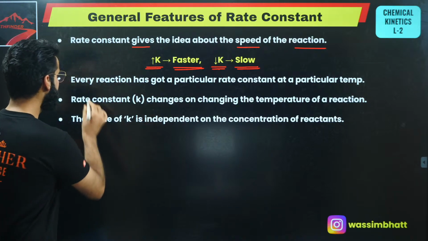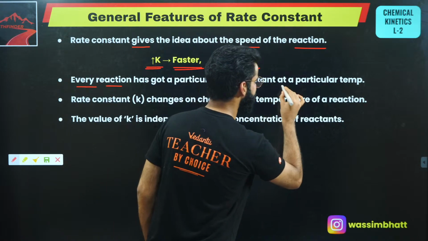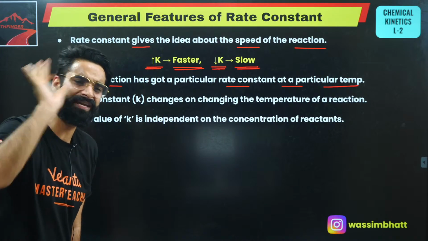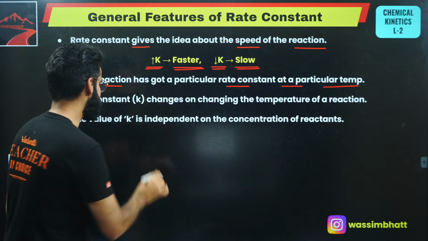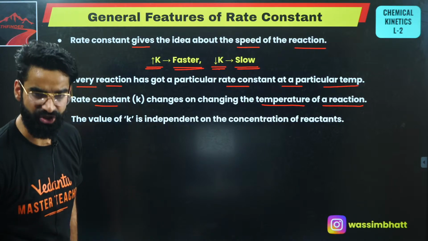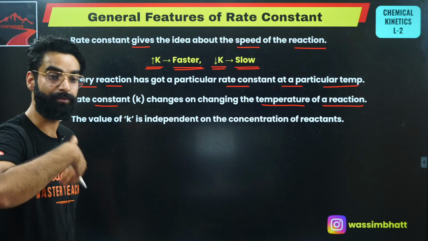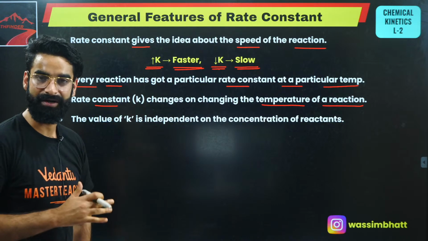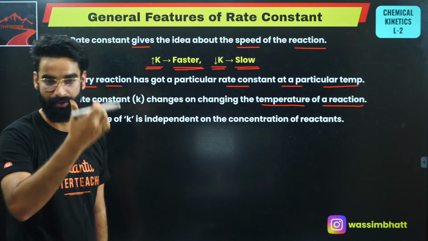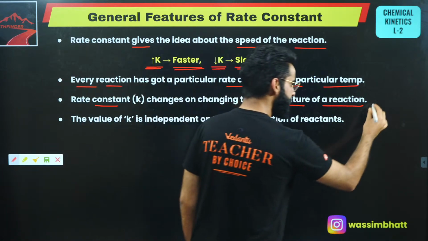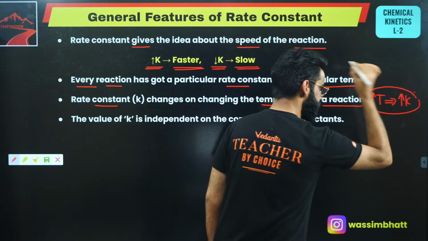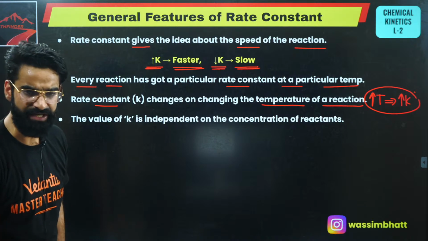And at the same time, remember, every reaction has got a fixed rate constant at a fixed temperature. And the rate constant for the reaction changes on changing the temperature. Now the point is, how does the rate constant change on changing the temperature? That's something we have to deal with in this chapter. There's a topic called the Arrhenius equation. In that Arrhenius equation, you'll clearly get an idea how the rate constant changes with temperature. Right now, just remember one thing: on increasing the temperature of the reaction, the value of rate constant increases.